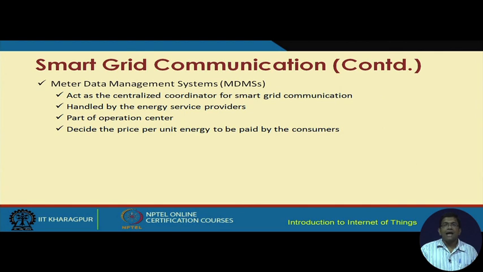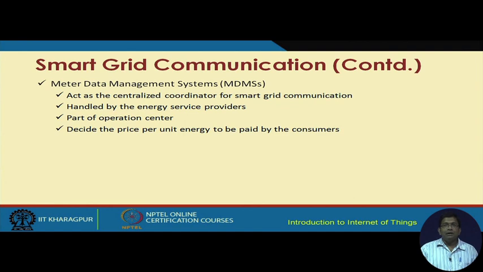The MDMS acts as a centralized coordinator for smart grid communication. It is handled by the service providers, and it is part of the operation center. The MDMS decides the price per unit energy to be paid by the consumers. So, the MDMS plays a very crucial role in the functioning of the smart grid, and we need to understand this very well.